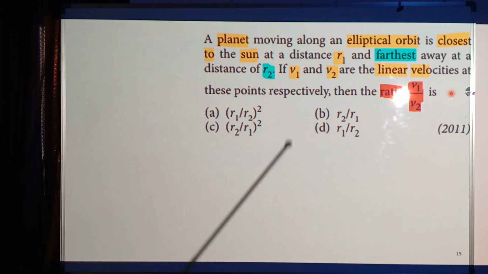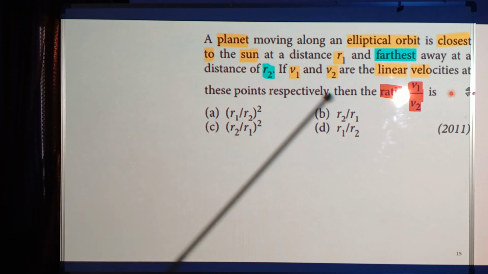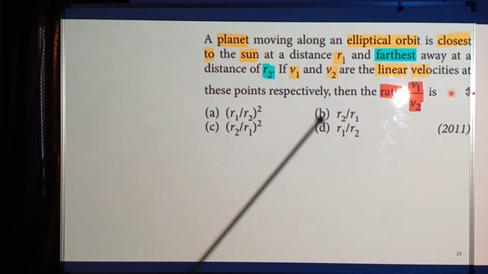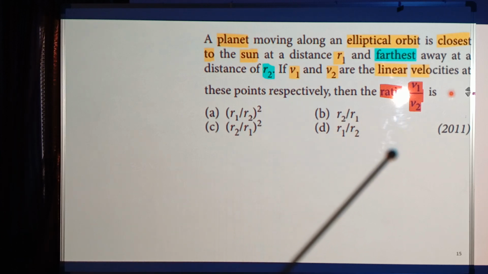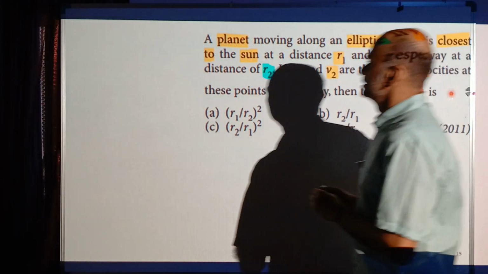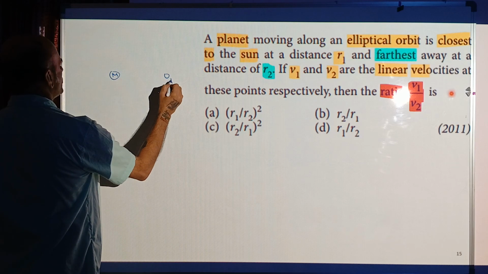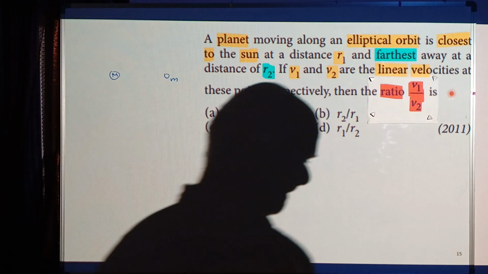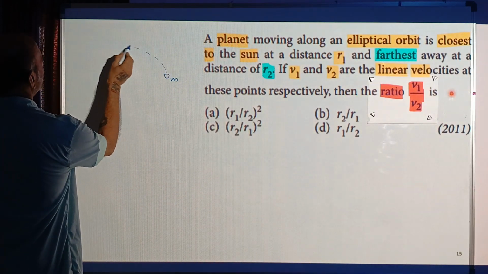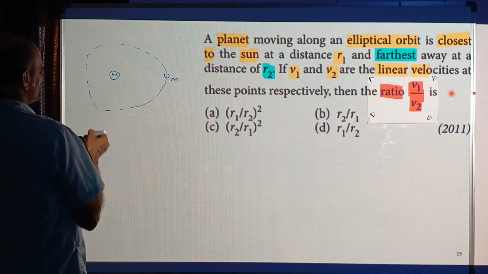This is the next question. A planet moving in an elliptical orbit is closest to the Sun at a distance r1, and farthest away at a distance r2. v1 and v2 are linear velocities at these points respectively, then the ratio v1 by v2 is. You can pause it on this question. So this is the big mass and the planet is the small mass. So it goes in an elliptical path according to Kepler's first law. This is the maximum distance.